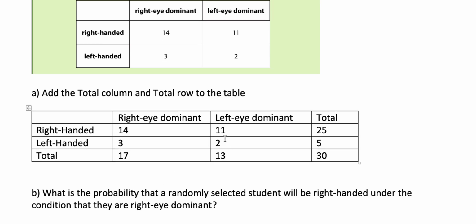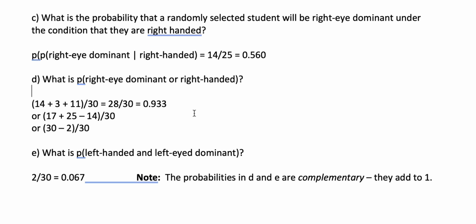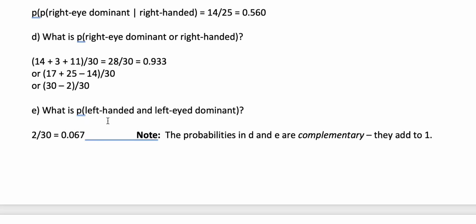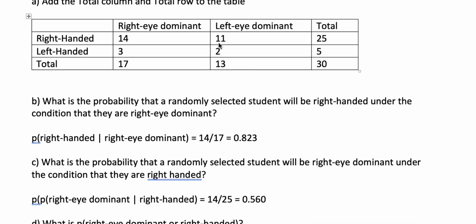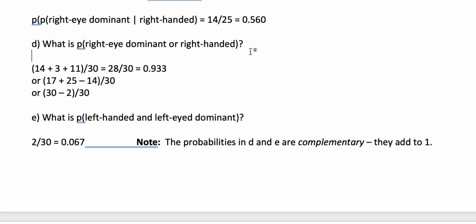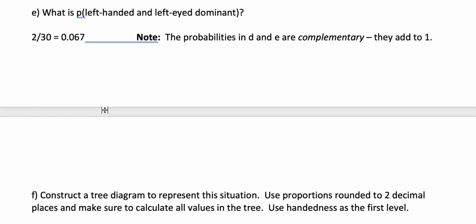Or we could say it's everybody except these people right here. And so it would be 30 minus 2 over 30, which again gives us 28 over 30. What's the probability of being left-handed and left eye dominant? Well, that would be just this group of people right here, because they have to be in this row and in this column. So that would be just 2 out of 30. And notice that these two are complements of each other. In other words, the probability in E is 1 minus the probability in D, and obviously vice versa.